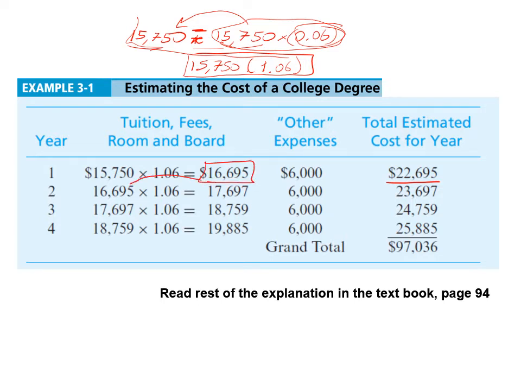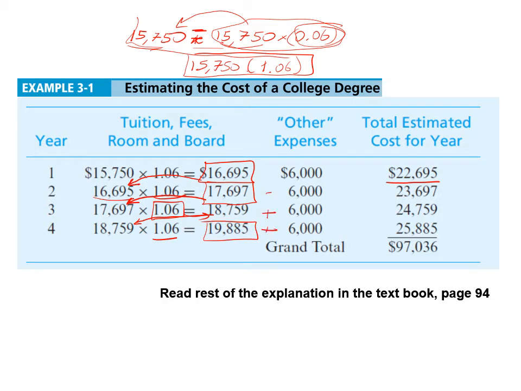And in the second year, this will be increased by 6%. And the new cost for second year will be this much. And then this cost will be increased by 6%, and the new cost will be this much. And this cost at the beginning of year 4 will be increased by 6%, and the cost in the fourth year will be this much.